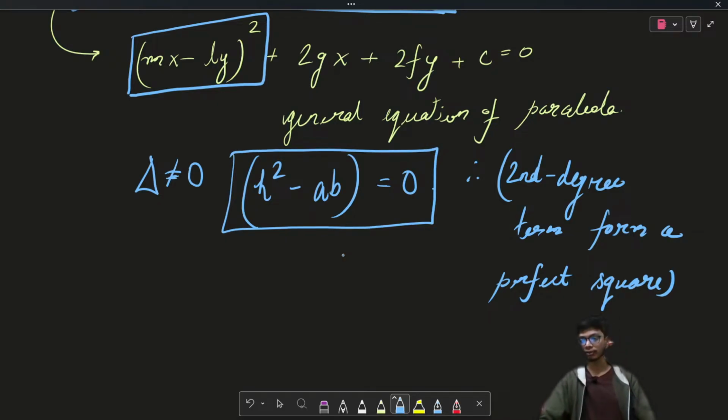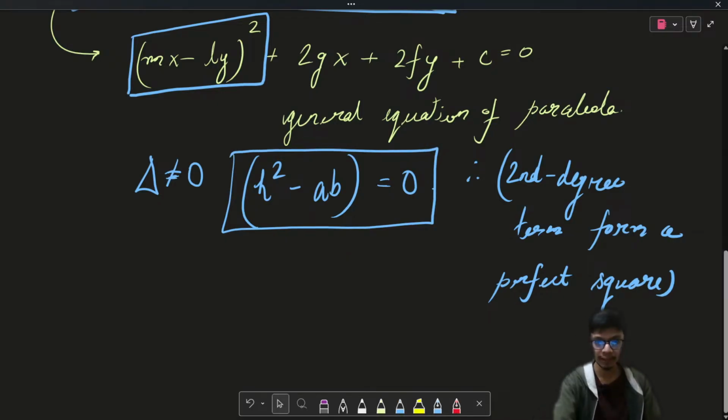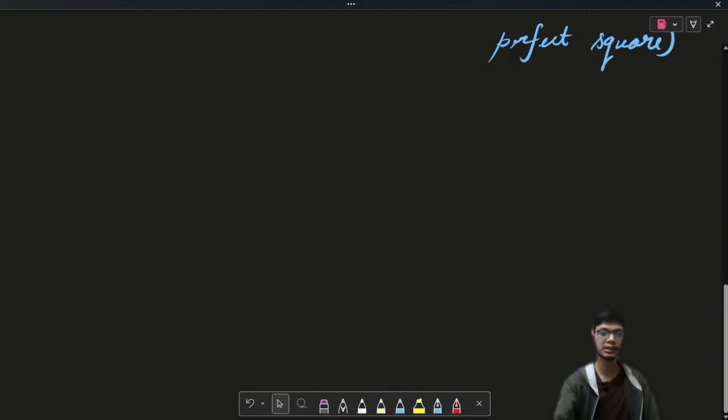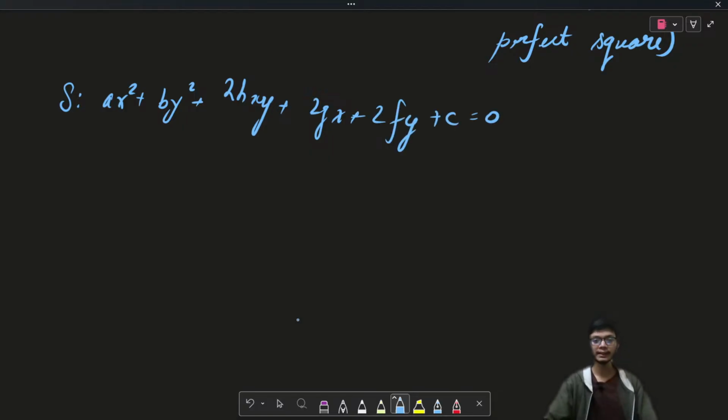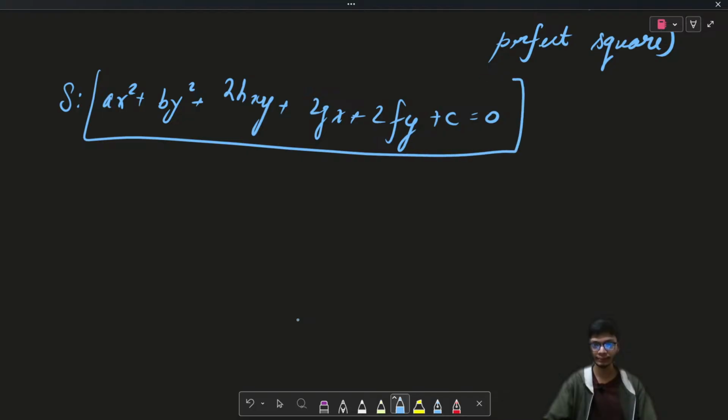So this is the condition for a parabola, right? Now in a similar manner, if I want to know for any general conics what the condition is, from the second degree curve equation, the second degree terms will form a perfect square, therefore h square minus ab has to be 0. Okay, so this is my general second degree conics equation for a parabola, right?